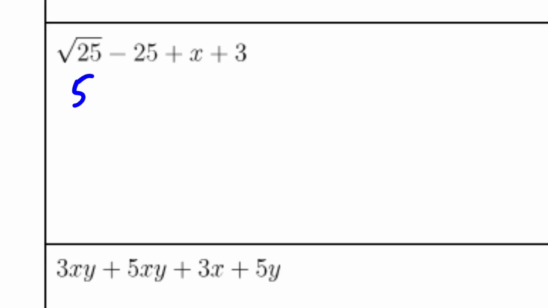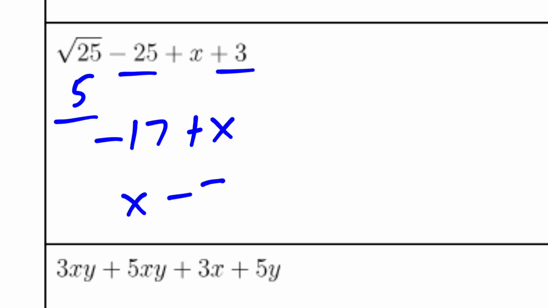The square root of 25 can be simplified to 5, and it's a number, so we can add that number to the negative 25 and the positive 3. When we combine 5, negative 25, and 3, we get negative 17 plus x. And we can rewrite that as x minus 17.